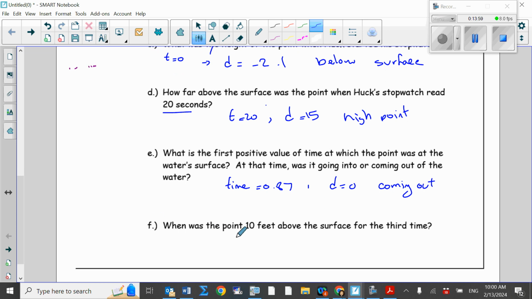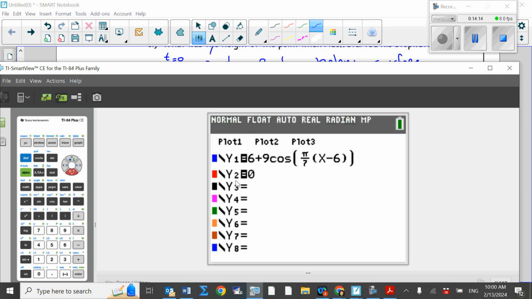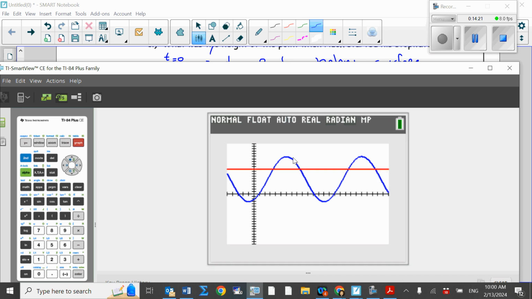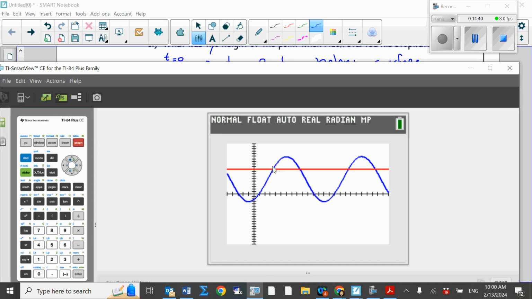Next question says, when was the point 10 feet above the surface for the third time? So this time I'm going to look at this. I want to know when the y, the distance, is 10, what is the x? So I'm going to go here and enter the second function as y equal to 10. So you see, this will be the graph. All of these are the points that are being repeated, and for all of them, the distance from the water surface is 10. So it's asking us what is the point 10 feet above the surface for the third time. So this is the first time, second, third. So we're looking for this one.